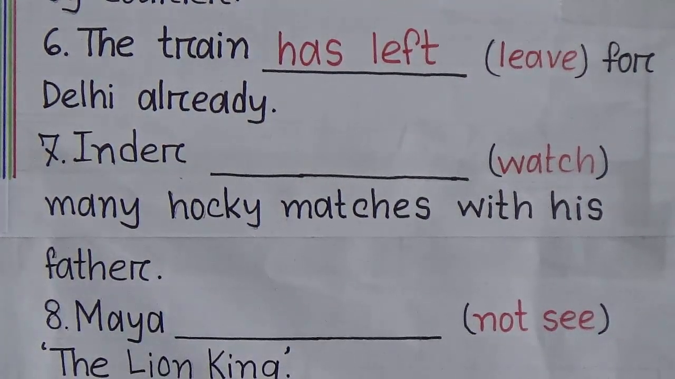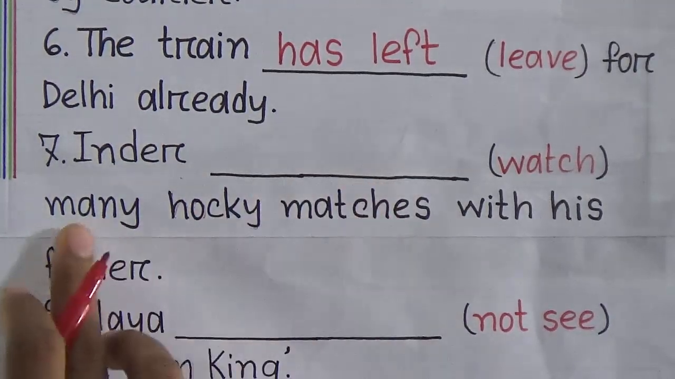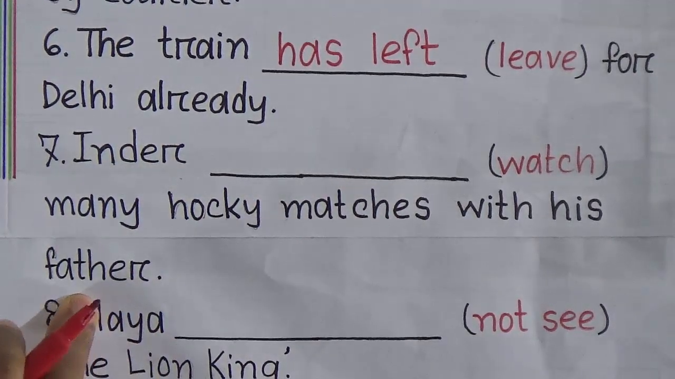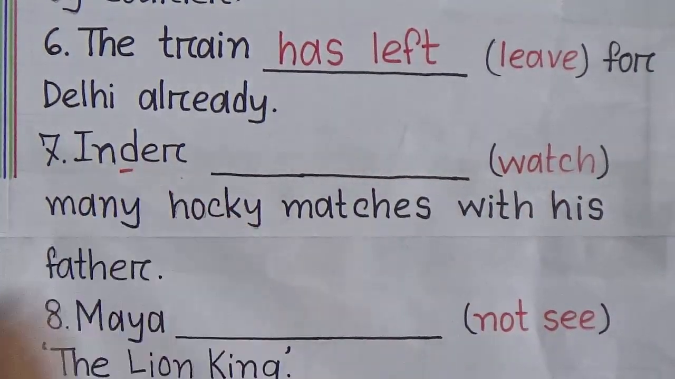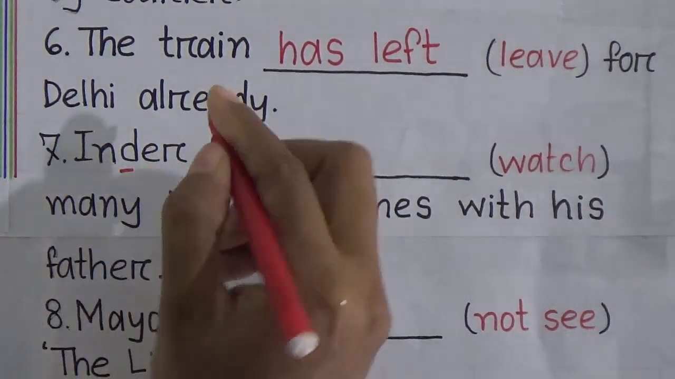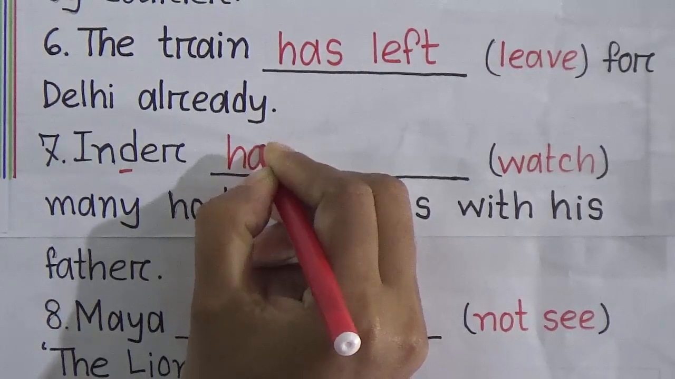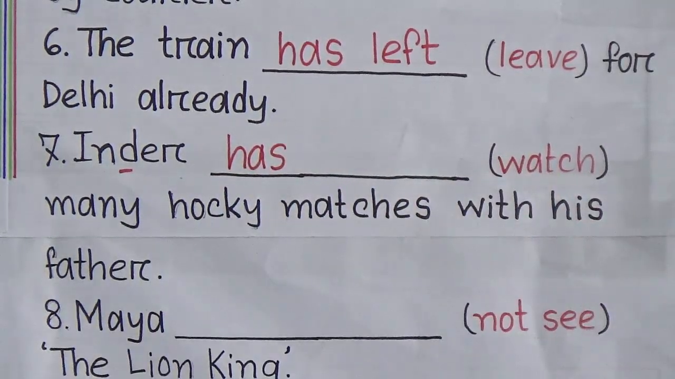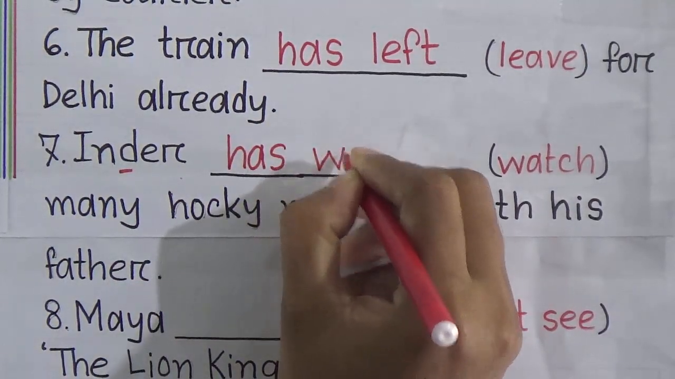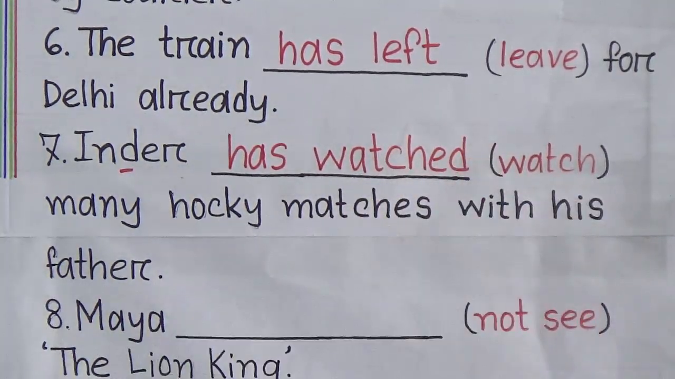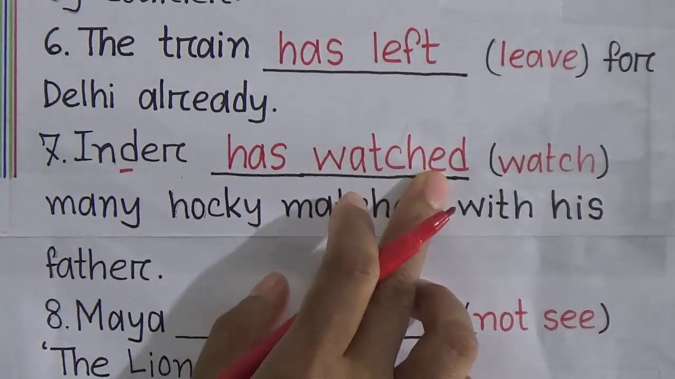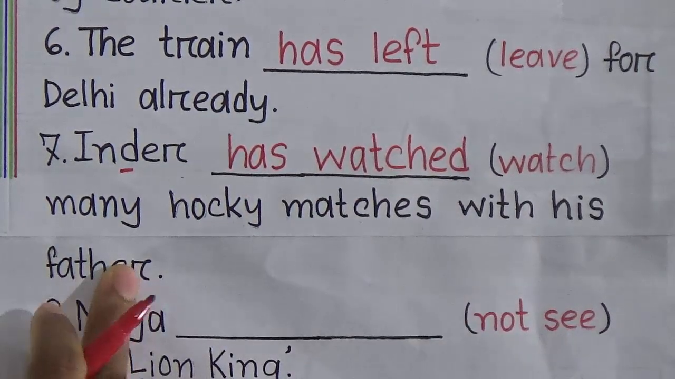Now come to number 7. Inder dash many hockey matches with his father. Here the verb is watch. So Inder is a name of a boy or a person. With this you have to use has. This is a name. So Inder has. Now you have to write the past participle form of the word watch, and watch will be watched. W-A-T-C-H-E-D. Watched. Inder has watched many hockey matches with his father.